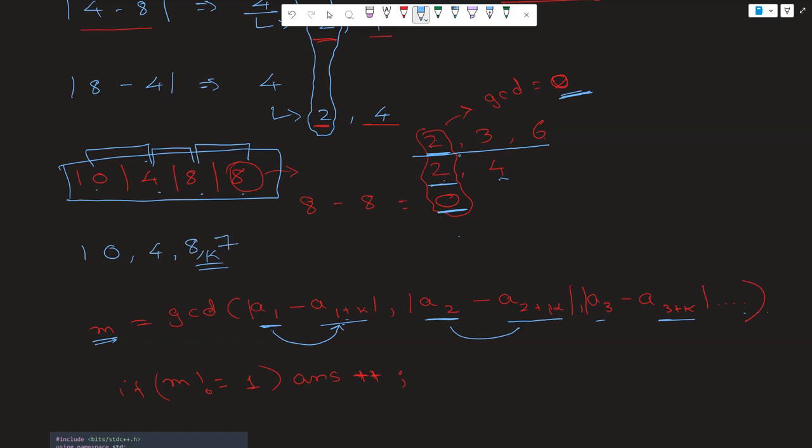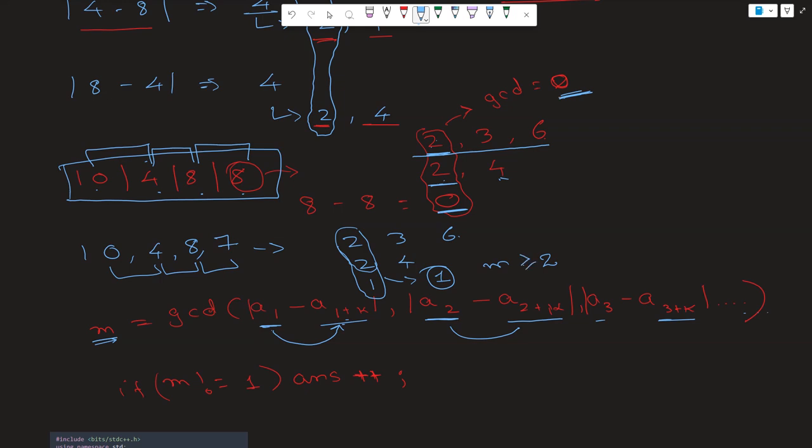8 and 7, so for 10 and 4 we'll have 6 with factors 2 and 3, for 4 and 8 we will have 4 with factor 2, and for 8 and 7 we'll have 1. Now we see the GCD for the first two will be 2, but after considering this it will be 1. Now we do not want m to be 1, we want m greater than or equal to 2, which is not satisfied over here.